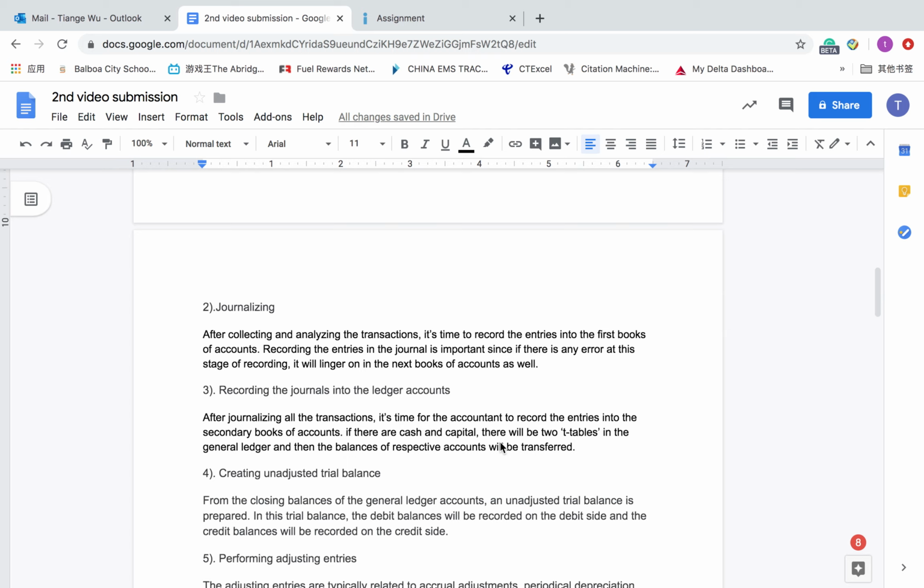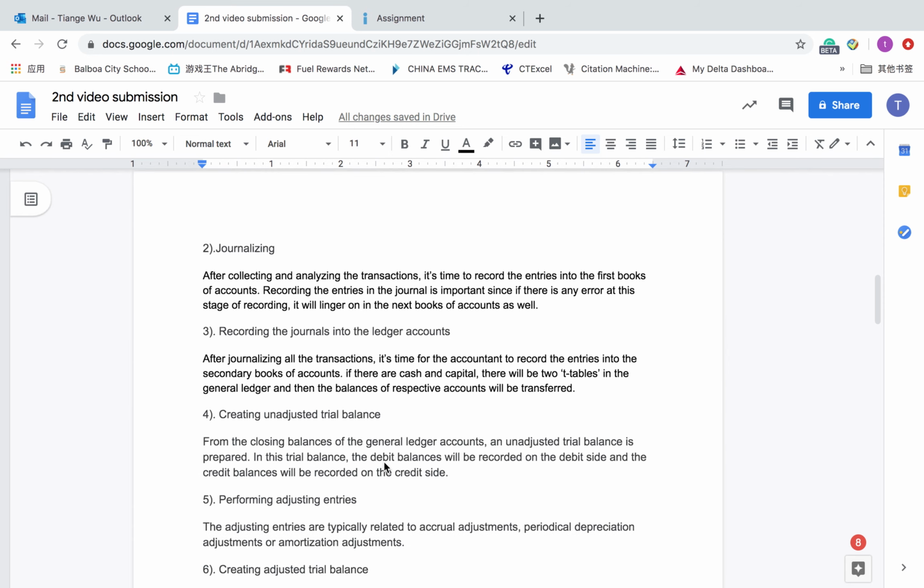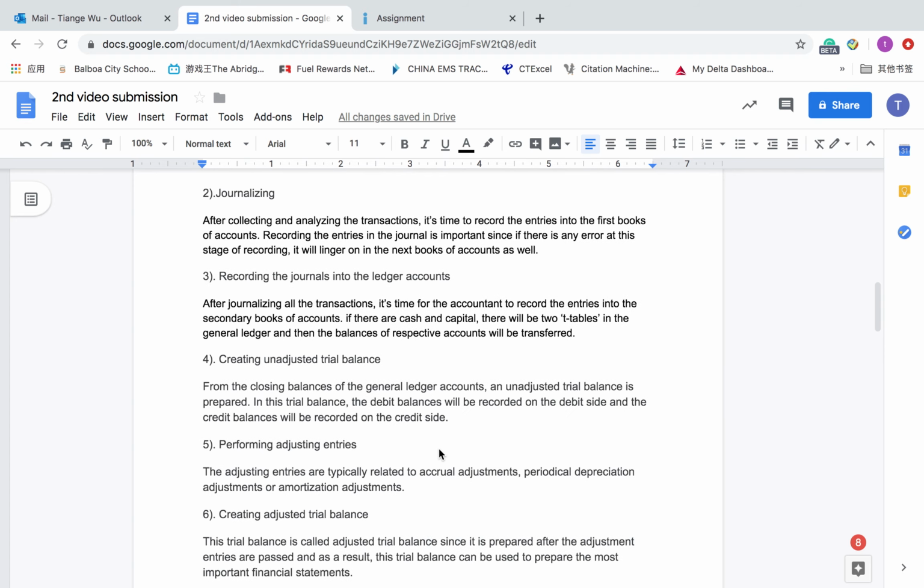Step 3 is recording the journals into the ledger accounts. After the journalizing of the transactions, it's time for the accountant to record the entries into the secondary books of accounts. If there are cash and capital, there will be two tables in the general ledger, and then the balance of the respective account will be transferred. For step 4, creating the trial balance from the closing balances of the general ledger accounts. In this trial balance, the debit balance will be recorded on the debit side, and the credit balance will be recorded on the credit side.